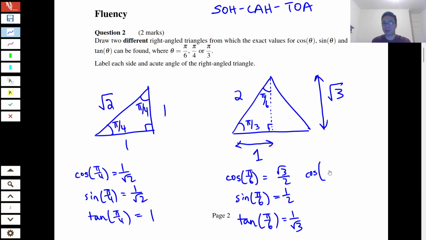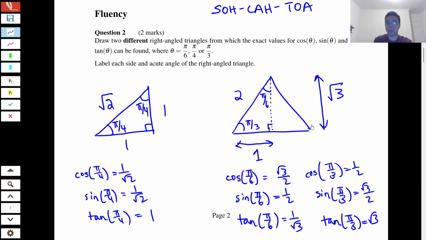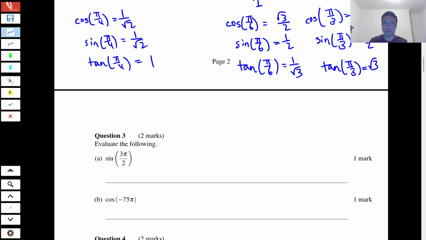Cosine of pi on 3 is a half. Sine of pi on 3 is root 3 on 2. And tan of pi on 3 is root 3. I only expected you to draw the triangles. I didn't expect you to write down these exact values, but it's there for your reference. Okay, let's keep going. Question 3.